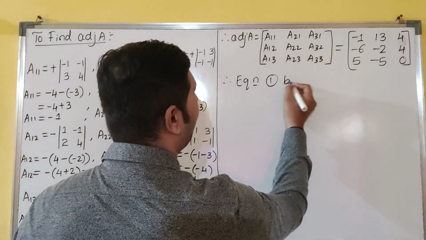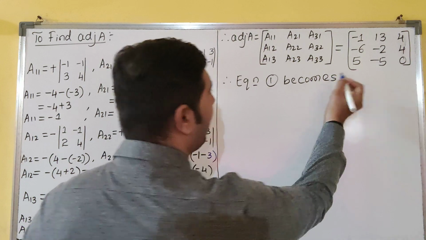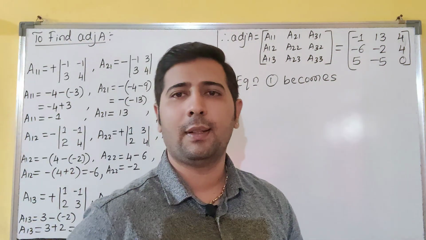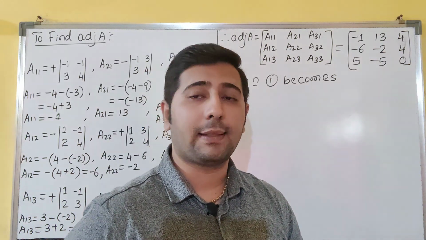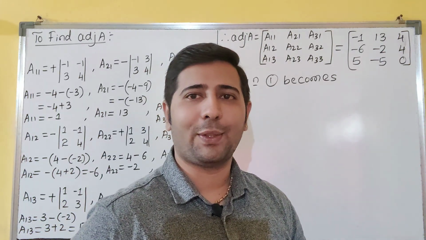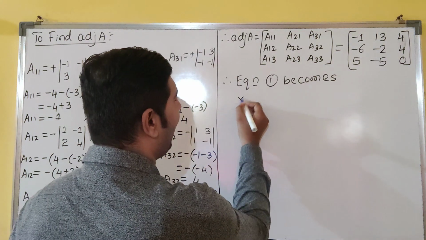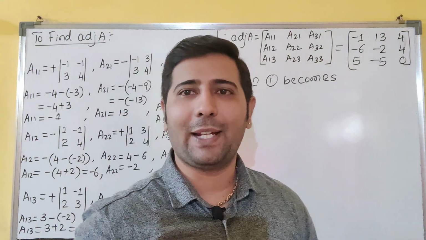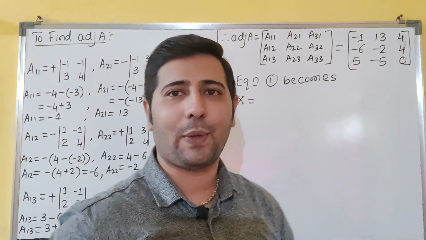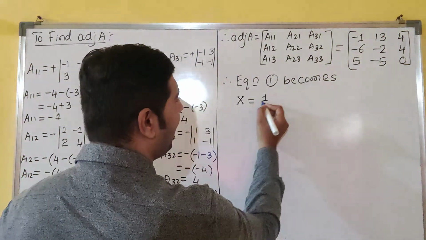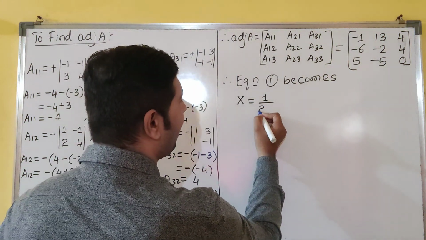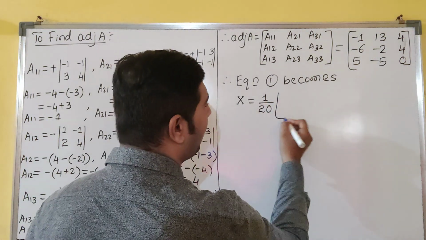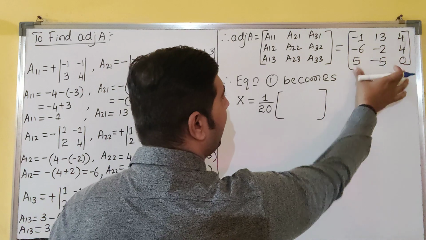Therefore, equation 1 becomes. So how will equation 1 become? You already written, dear students. X is equal to what you have written? A inverse into B. So X is equal to A inverse into B. A inverse is what? 1 by determinant A into adjoint of A. What is determinant A? Determinant value is 20. 1 by determinant A into adjoint of A. Adjoint of A, it is there here only.